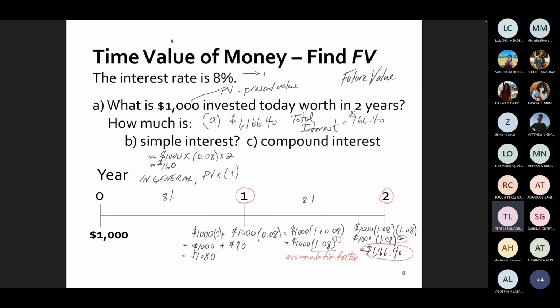And we're going to refer to the 2 years as T, or time. You're going to see we're going to do that in our formulas. Okay, so in general, this is how you find simple interest.